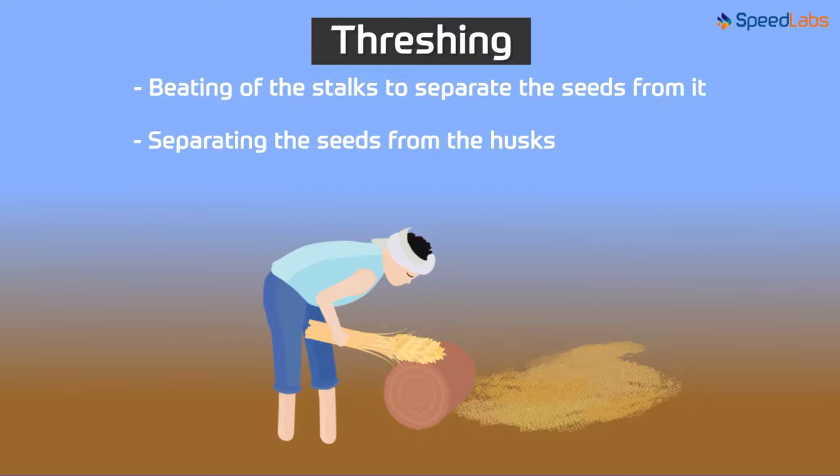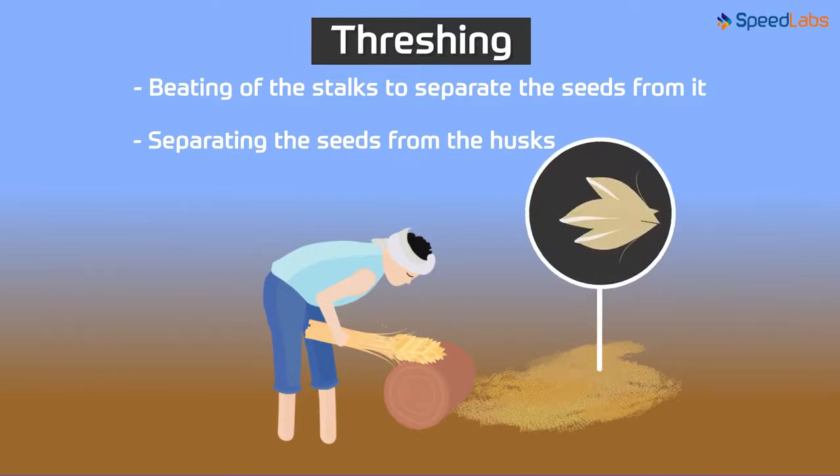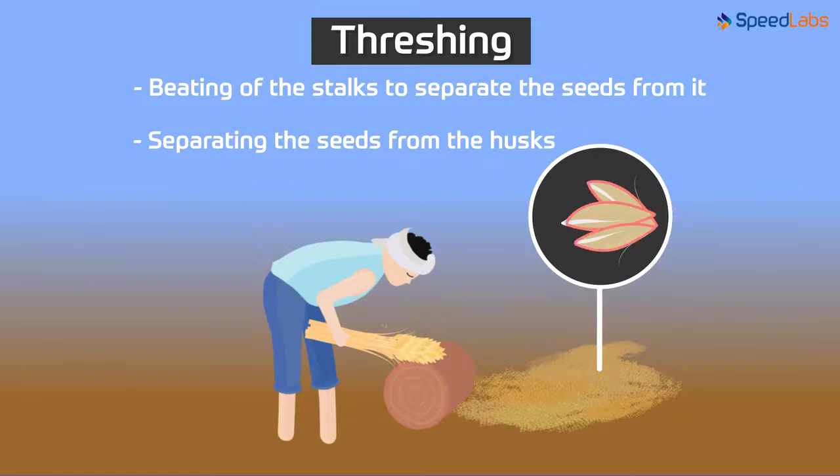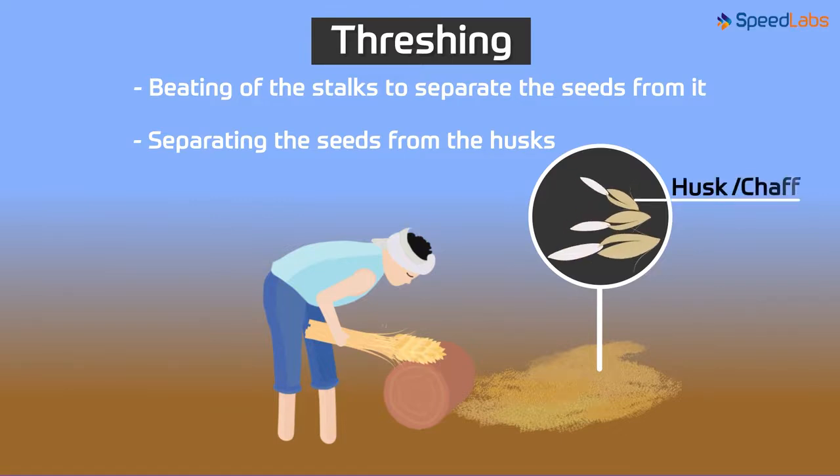What do we mean by husks? If you observe keenly, you will notice on rice seeds there is a thin brown cover around it. The white-colored rice grain that we know lies inside this cover. This cover is called a husk or a chaff. So threshing also helps to separate the husk and the grains.